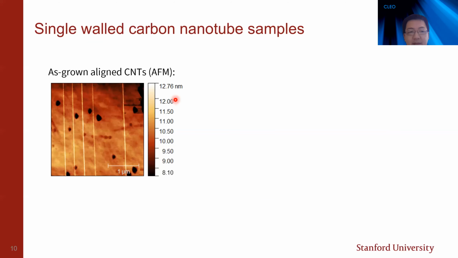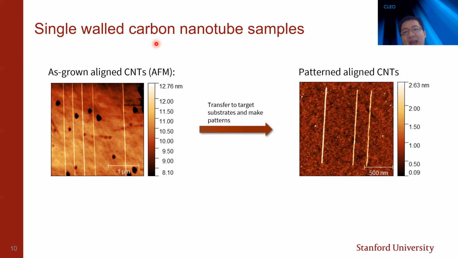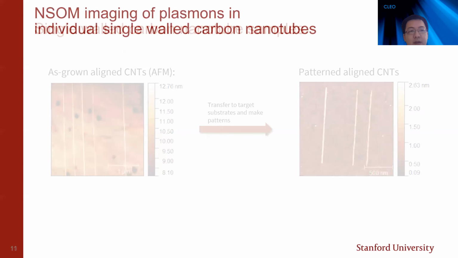So this is an AFM image of the aligned single-wall carbon nanotubes, and then we can transfer them to a target substrate and make patterns. We can see after transfer and patterning, they are still aligned, and we can control the carbon nanotube length. Then we can study the near field imaging at a high throughput.